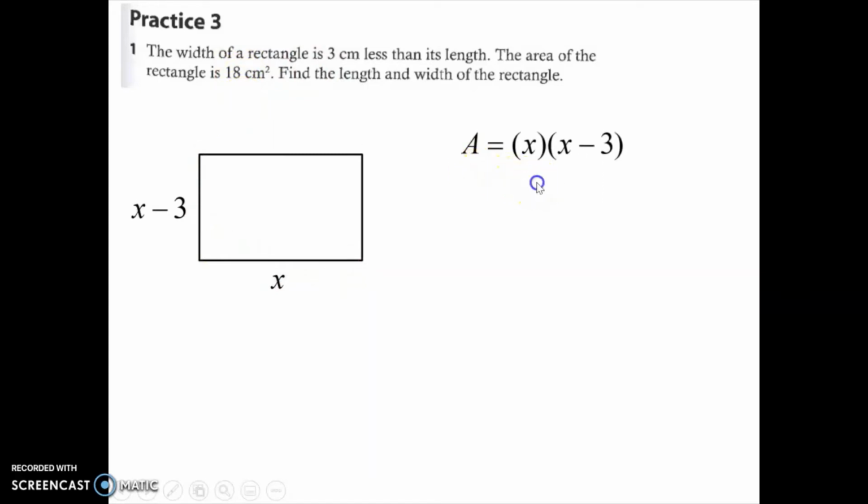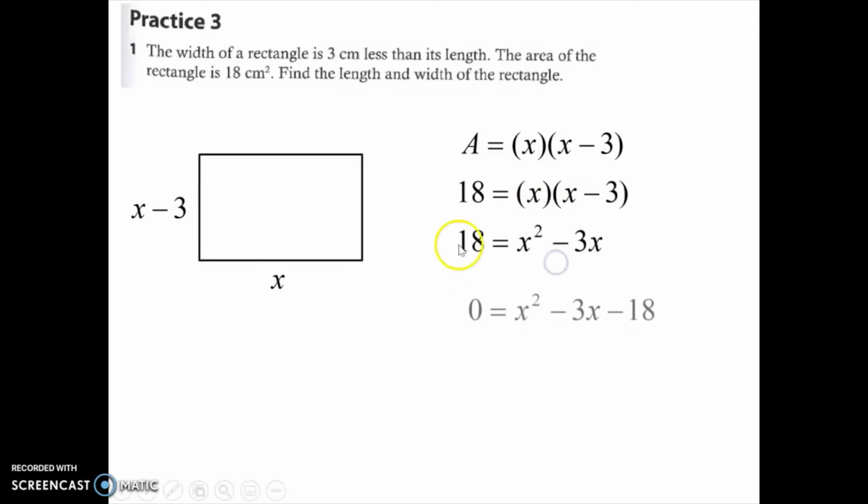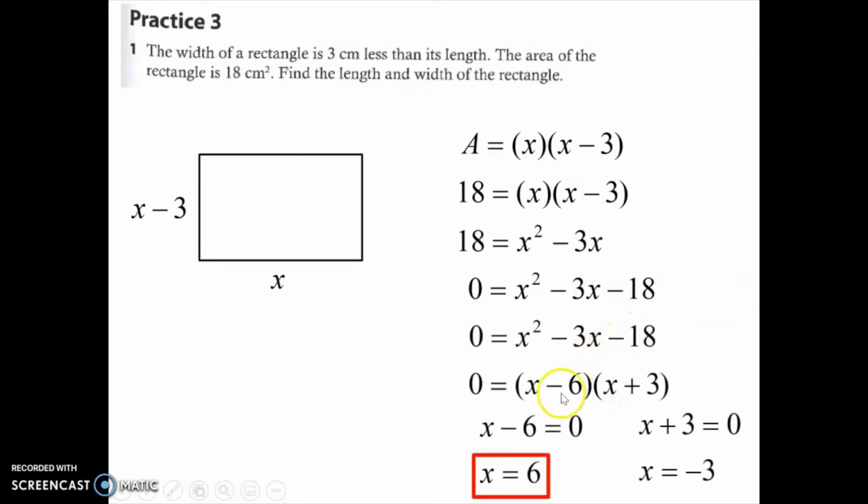Here's our area equation, and we know area is 18, so that's what we have. Multiply those to get this. Move the 18 over so that we have 0 equal to the quadratic, and then let's factor. Factoring that, solving it, here's the factored form. Here is us solving this one for 0, here's solving this one for 0. We get 2 answers, 6 and negative 3. The quadratic produces 2 answers, but obviously a rectangle cannot have a negative length, so I've outlined this one as our only possible answer in this situation, x equals 6.